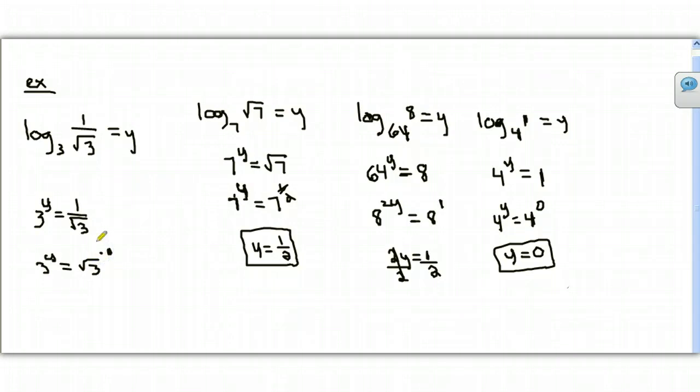Okay? It still doesn't look like it has a base of 3 yet. So you got 3 to the power of y equal, the square root of 3 is just 3 to the 1/2 power. And you times it by negative 1. Negative 1. And so this is equal to what? 3 to what power? Negative 1/2. And so what is y equal to? Why is y equal to negative 1/2?